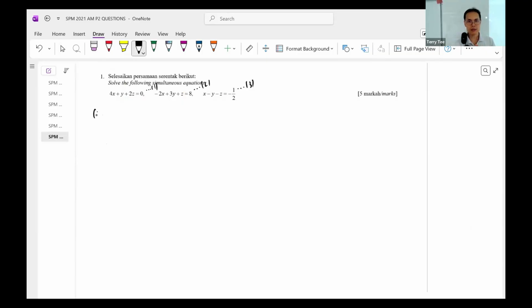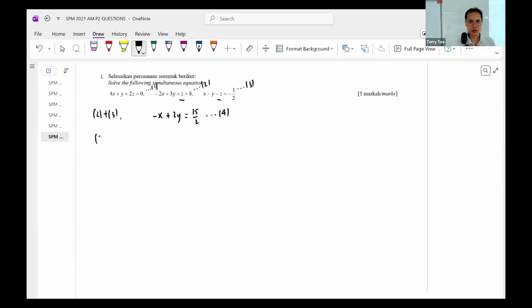Maybe we start by taking equation 2 and equation 3 and adding them together. Why do I add together? Because I have positive z. Now you see, when you add together, you get 0. So minus 2x plus x is minus x. Then 3y plus minus 2y, minus 1y is 2y. Z plus minus z is 0. 8 minus half. Maybe I can write this as 7.5 or 15 over 2. This is equation 4.